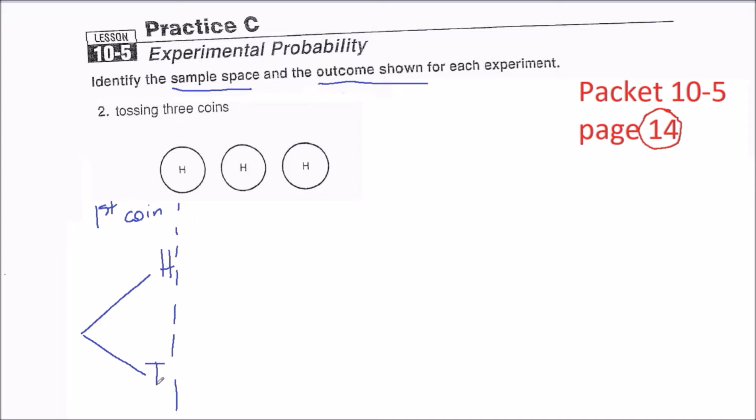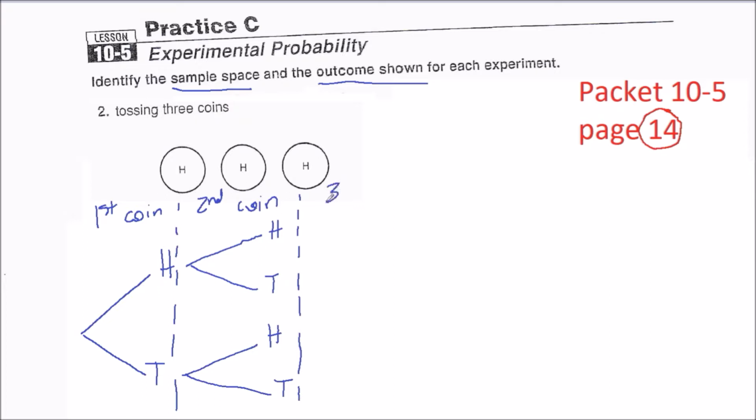And then the second coin, I'm going to take into consideration what happened on the first coin. So if the first coin was heads, then it could be heads or tails on the second coin. But if the first coin was tails, then I'm down here, and the second coin could be heads or tails. And again, the second coin is not affected by the first coin. Either way, whether it's heads or tails first, the second coin could be heads or tails. These are called independent events, and that's another thing we'll talk about later on. But still, it's going to help me keep track of everything here.